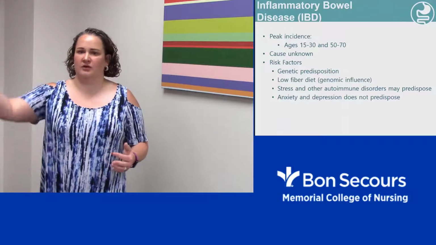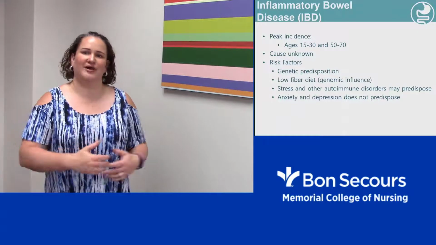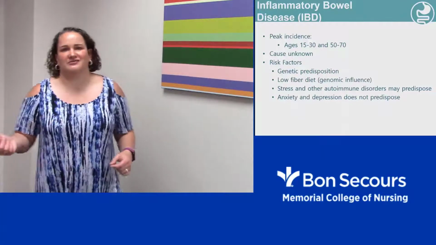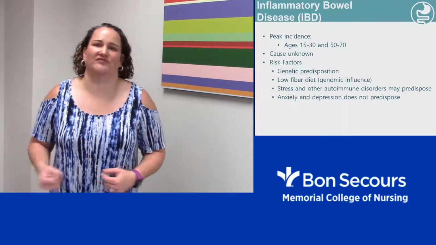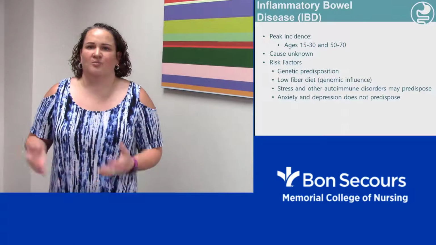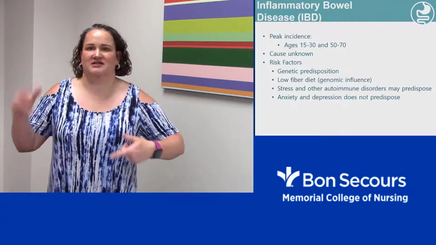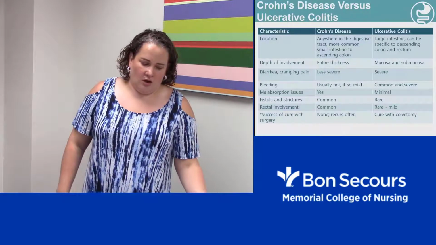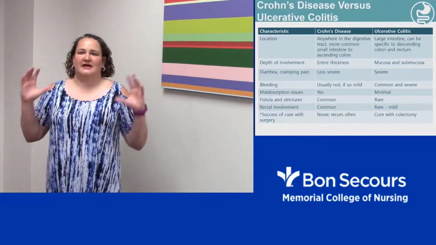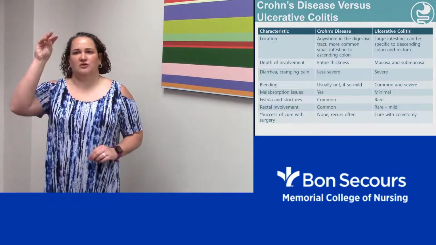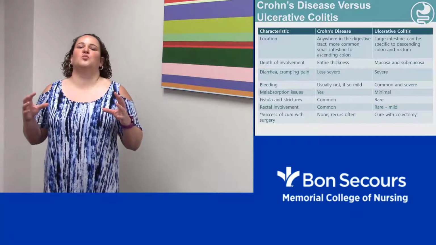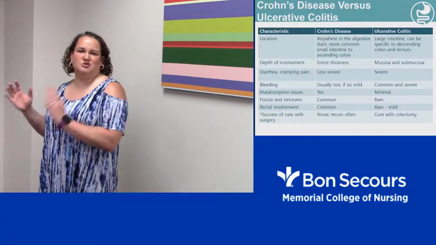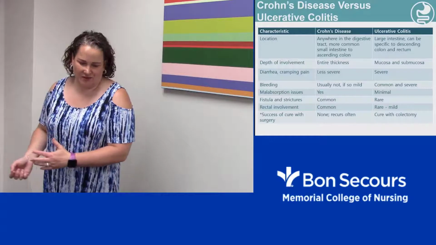Stress and other autoimmune disorders may predispose. If you have another autoimmune disorder, you're more likely to have another one. Anxiety and depression does not predispose. It may help with the irritation of the flare-up, but it does not mean just because you have anxiety and depression that you're going to get inflammatory bowel disease. We're going to start off essentially with a snapshot of what Crohn's disease is and ulcerative colitis in chart form, and then we're going to break that down a little bit more in some of the subsequent PowerPoint slides here.